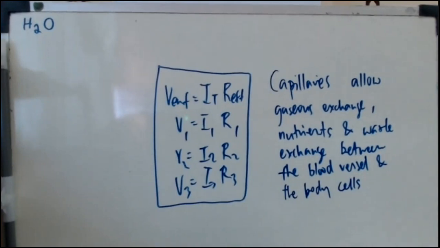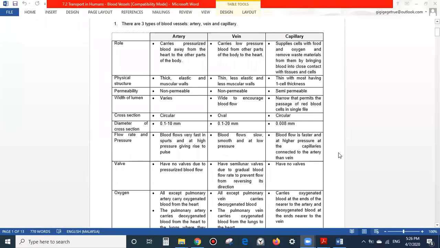Okay, can? Yeah. Okay, let me share screen. Okay, the physical structure for artery. Artery is thick, elastic, and has muscular wall. Vein is quite thin, less elastic, and has less muscular wall, while capillary is very thin, it's just one cell thick.